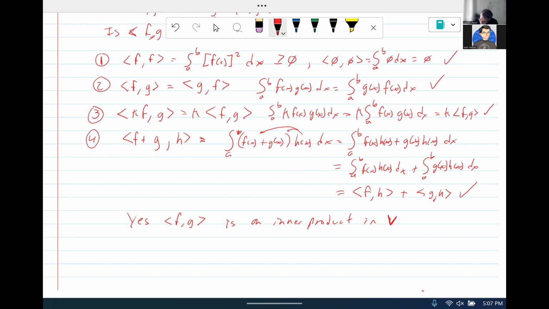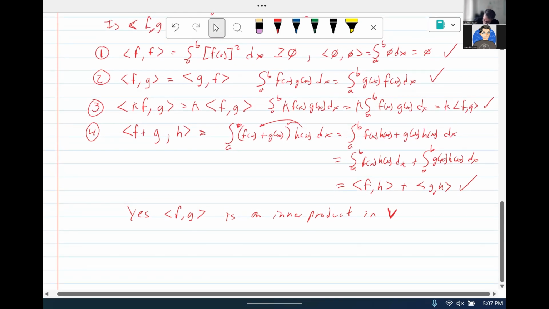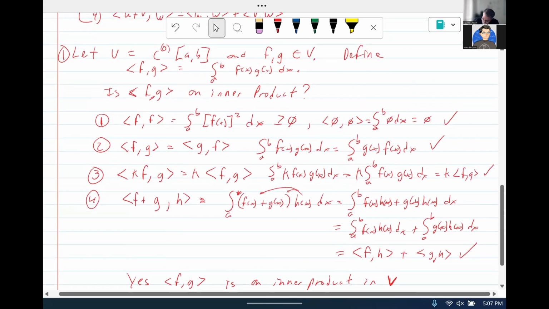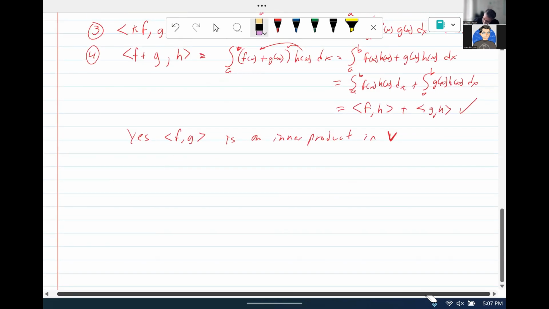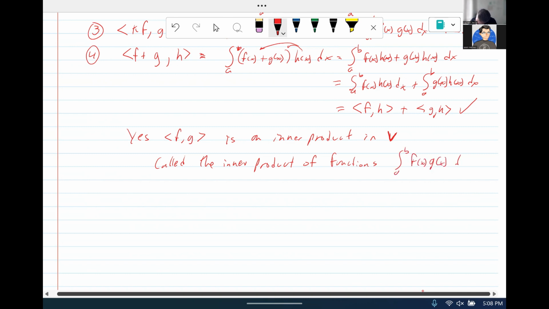And this type of inner product actually has a special name. This is called the inner product of functions. This integral, multiplying the functions and then taking the integral, is called the inner product of functions. This integral from a to b of f of x g of x dx is the inner product of functions.